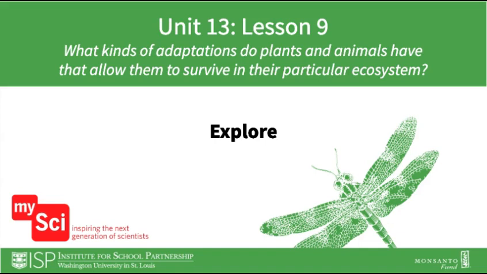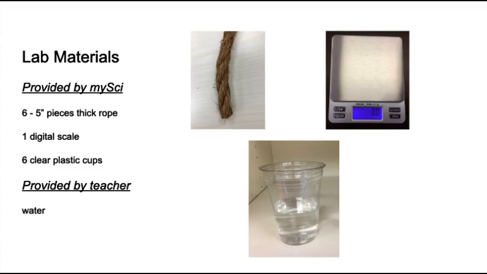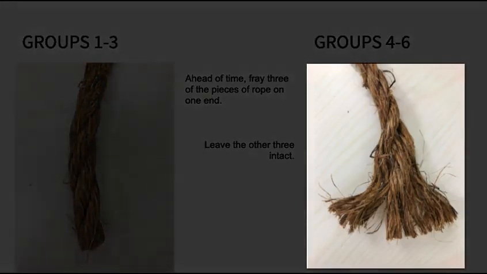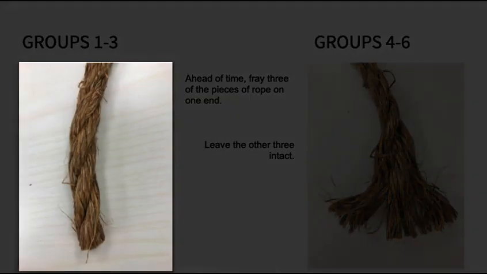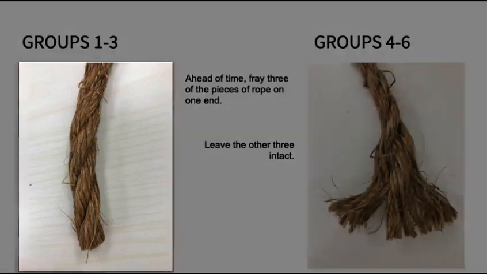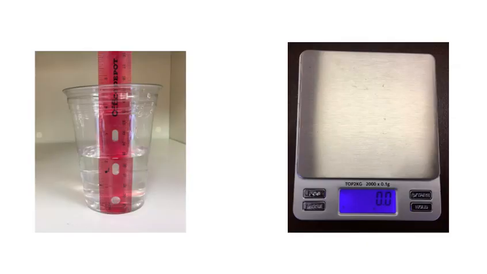To prepare for this lab, you will need the following materials from the kit: 6 pieces of rope, 6 plastic cups, and a digital scale. You will also need to provide water for students to use during this lab. Select 3 pieces of rope and gently fray one end of each piece, as shown here. Leave the other 3 pieces of rope intact, as shown here. Add about 2 inches of water to each of the plastic cups.